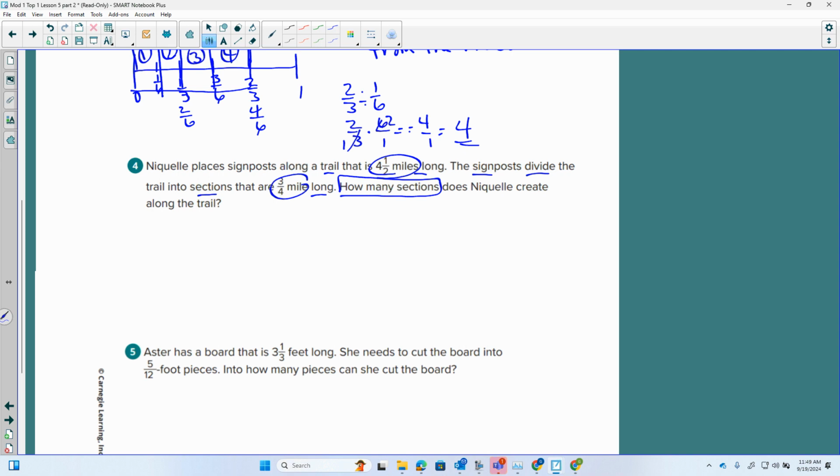Into 3/4. Step 1, slam dunk. Multiply, add gives me 9/2. Divided by 3/4. Do not forget to keep, change, flip. We're multiplying by the reciprocal. Reductions, I can divide by 2, I can divide by 3. Gives me 6/1 or 6. So Mikhail created 6 sections.